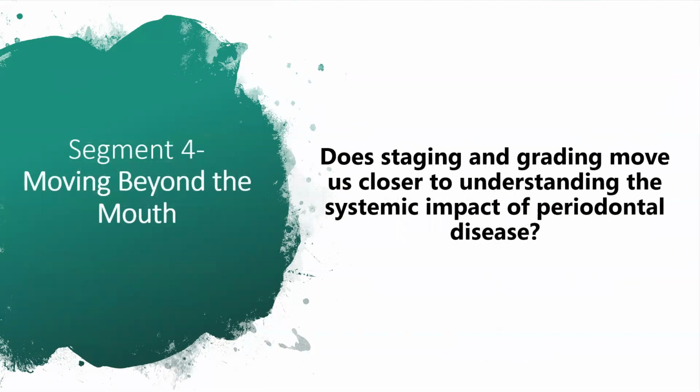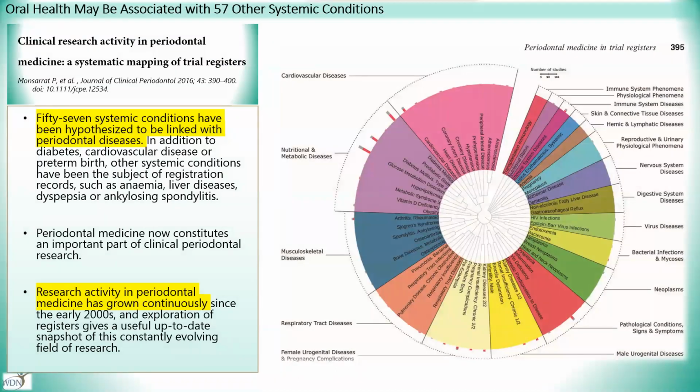How about moving beyond the mouth? Does staging and grading move us closer to understanding the systemic impact? Absolutely it does. And we know now that periodontal disease is linked to 57 other referenced diseases. So we know there's an extensive amount of research going on in this disease, and we know this has grown.